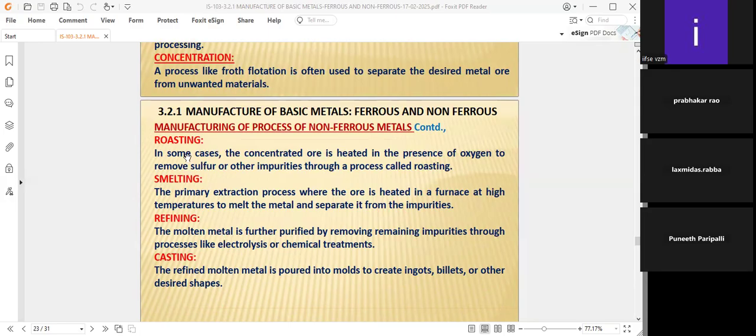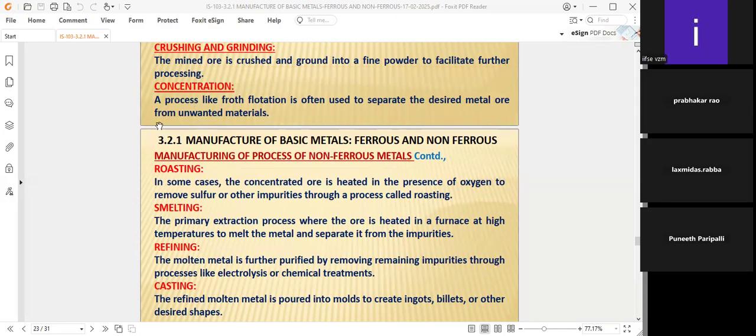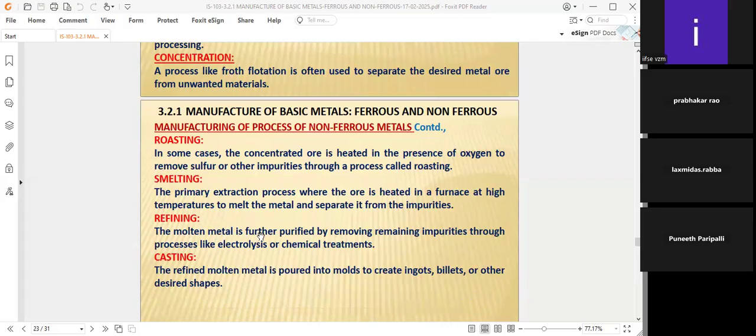Now, after the removal of the impurities, then go for refining. The molten metal is further purified by removing the remaining impurities. You have to refine away the impurities which are not taken care of by froth flotation, roasting, or smelting. Still, traces are there, so go for the electrolysis process, where anode and cathode are used with chemical treatment.